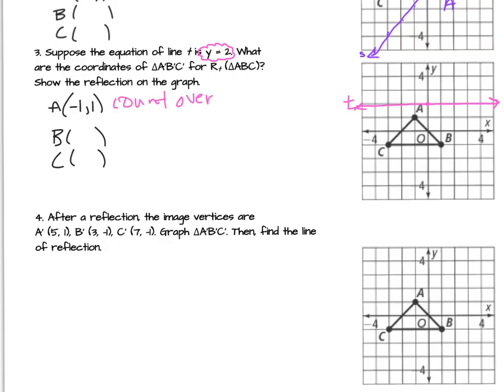For example, from A, it's only 1 unit away, so I'm going to count to the other side, and there's where A prime would go. And that ordered pair for A prime is -1, 3. Now B and C are further away, so they're going to reflect higher up over line T. Make sure to connect those and then find your B prime and C prime and connect that triangle. Feel free to pause the video and complete those 2 questions before we look at this last example. When you're ready, press play.